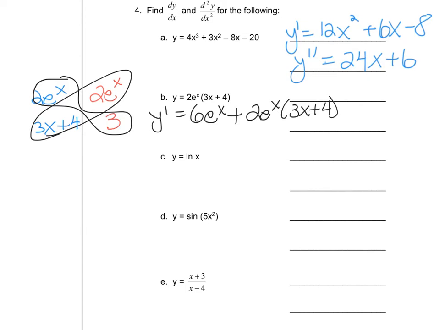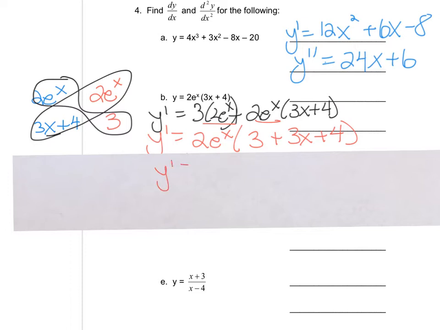And actually, to make our second derivative easier, I should not have multiplied the 2 and the 3. Instead, I'm going to make this 3 times 2e to the x, because we can factor out this 2e to the x. And we're left with 3 plus 3x plus 4. So then simplifying that, we get 2e to the x, and we can add that 3 and 4, so we get 3x plus 7. And guess what? We have to do it all over again for the second derivative.